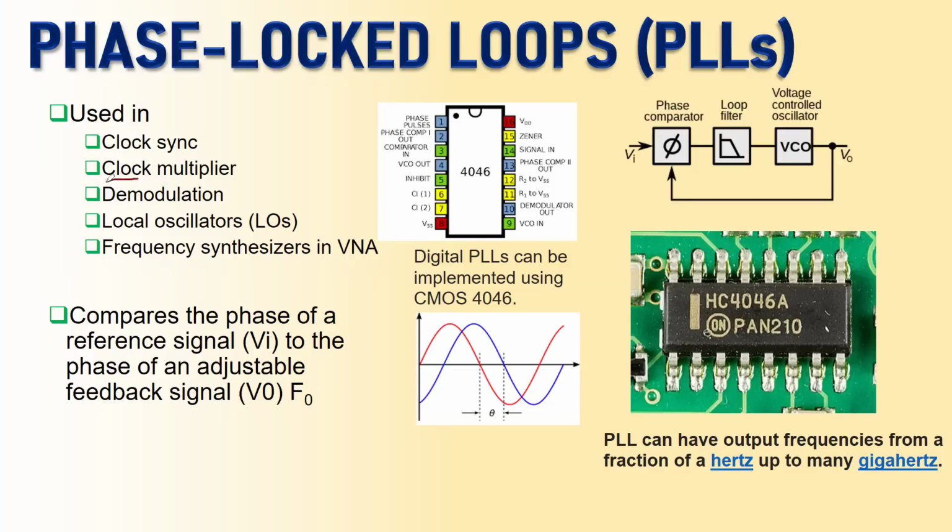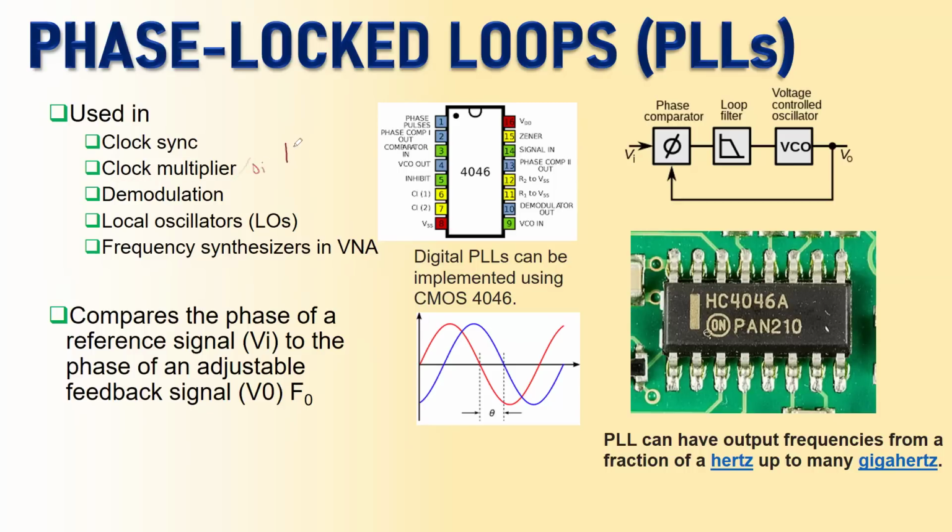Second application, it is also used as a clock multiplier. Let's say you generate a reference clock of 1 megahertz and you need 100 kilohertz clock, you need 10 kilohertz clock to be fed to the other digital blocks in your system. So you can basically also call it a clock multiplier or a clock divider.